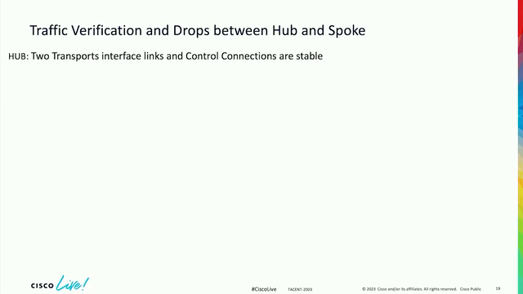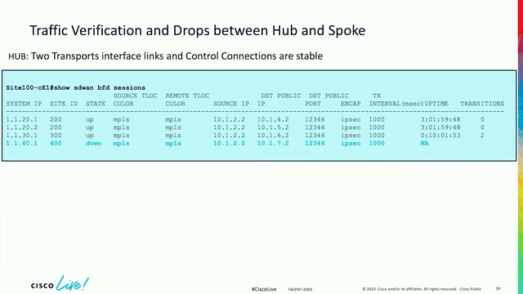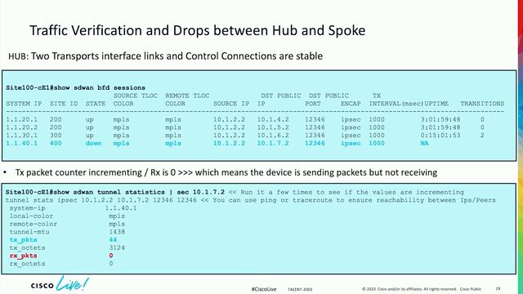On the hub also, both the transport links are up and the control connections are stable. To check the BFD session to the spoke, we need to run show SD-WAN BFD session on the hub side too. From this output, we can clearly see the state is down, and we need to confirm if the hub is sending the traffic or if it's blocking there. From the hub also, we can see the traffic is moving out and it's not receiving anything.